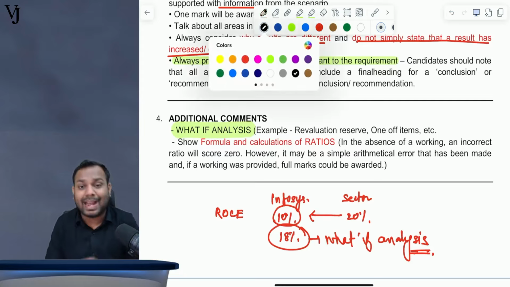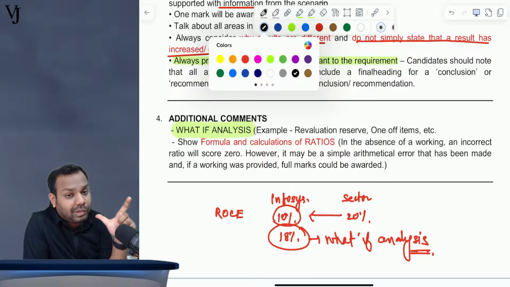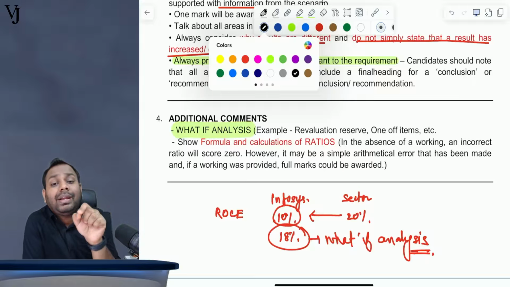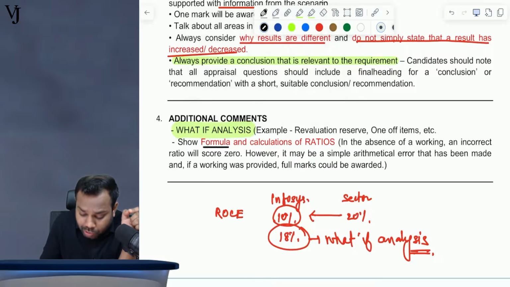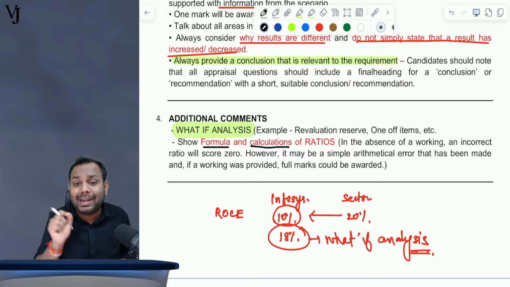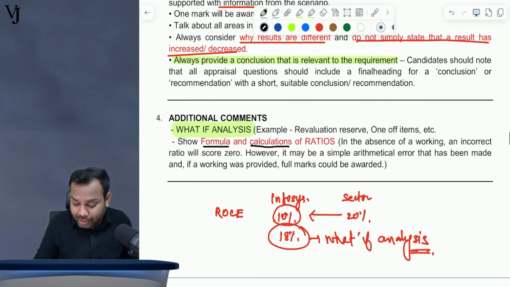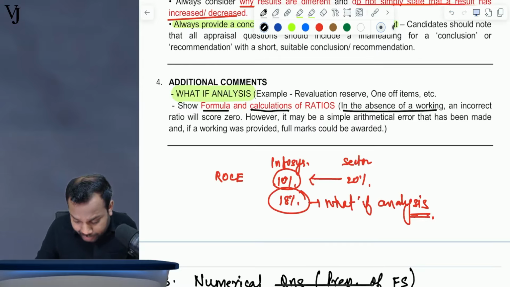Whenever you are calculating the ratios, understand that in the interpretation question, the first part is about calculation of the ratios and the second part is about interpretation of the ratios. So ensure that you give the formula of the ratio and also the calculation of ratios. Don't just write the ratio. If you simply write the ratio and it is correct, yes, you will get the marks. But if it is wrong, you will not get the marks. Understand what the examining team is trying to say: in the absence of a working, an incorrect ratio will score 0.